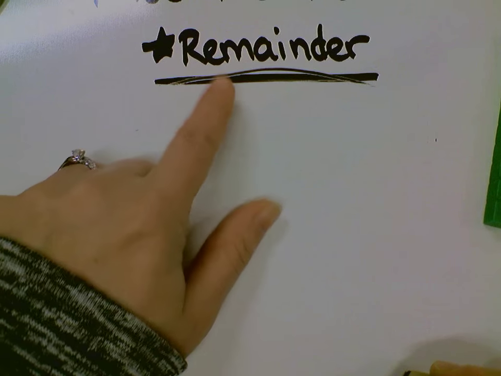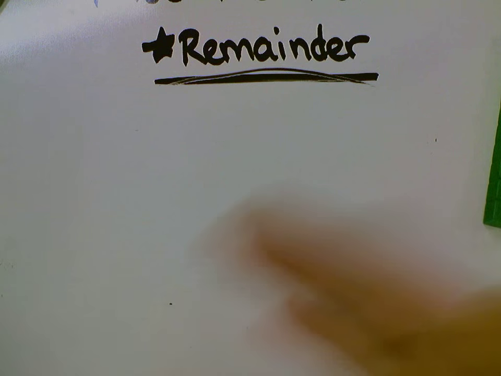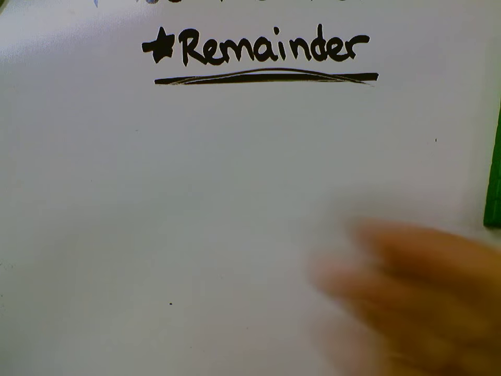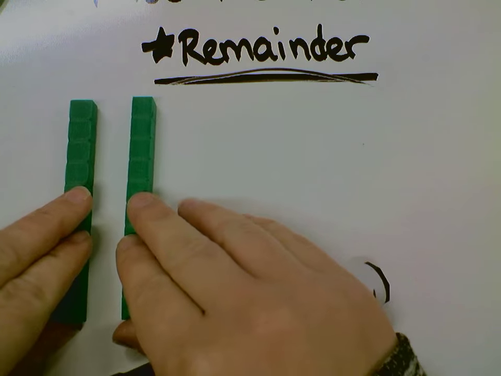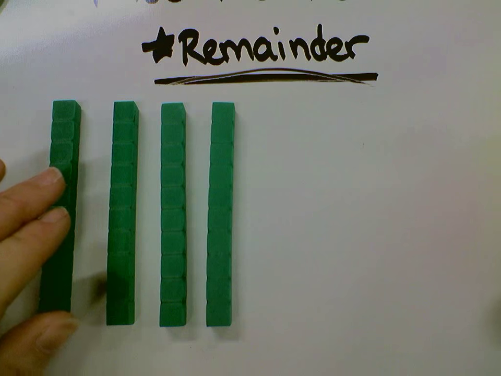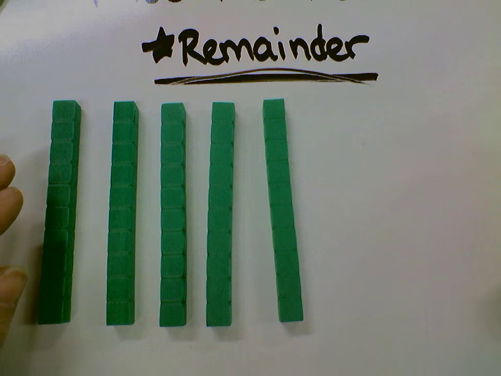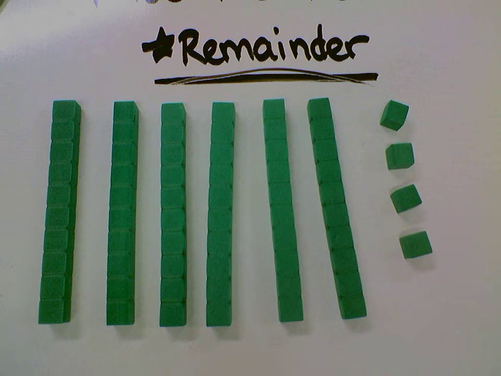Now we're going to do a problem using our base 10 blocks that is using our vocabulary word up here, a remainder. Remainder is when you have leftovers, extras that don't fit equally into your groups. Okay? I'm going to start out with having the number 65. So I'm going to put 6 tens out here, 5, 6, and then 5 ones. Okay, so that's the number 65.